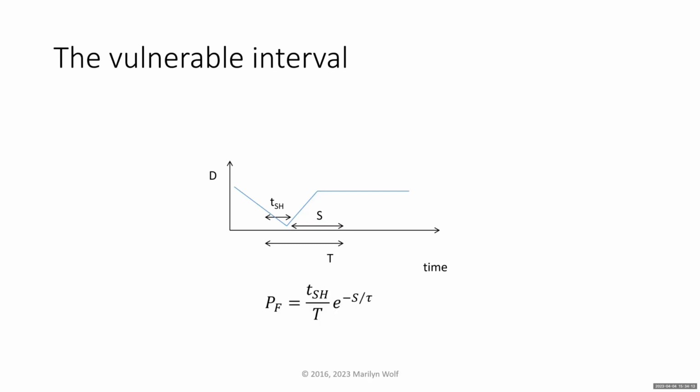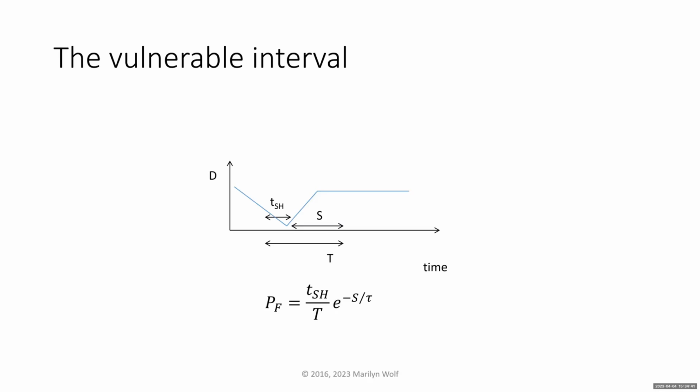We can apply some simple statistical arguments and come up with a formula for the probability of failure. You see that it's proportional to the ratio of the setup and hold time to the total time, and it depends upon an exponential that depends upon the settling time and the time constant of the register itself.